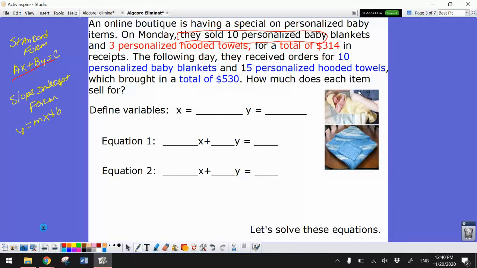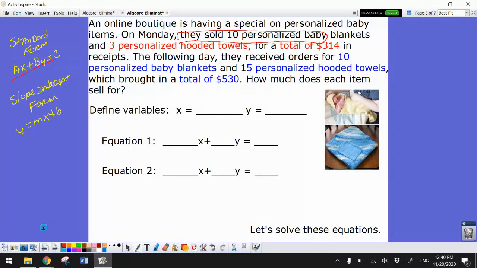On Monday, they sold 10 personalized baby blankets and 3 personalized hooded towels for a total of $314. The following day, they received orders for 10 personalized baby blankets and 15 personalized hooded towels, which brought in a total of $530. And they want to know, how much does each item sell for? Well, that means I have to get two equations, and we need to start by figuring out what we're talking about. So what are the two things?